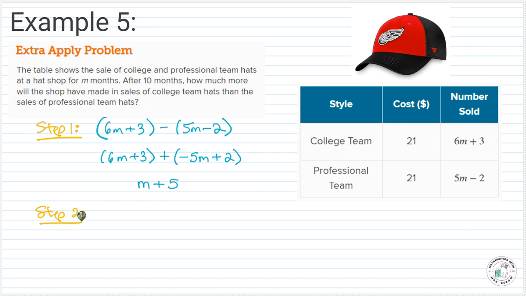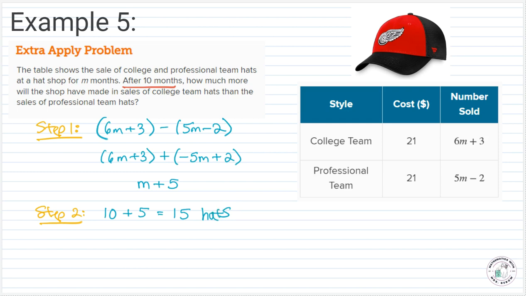And then now we can actually evaluate that expression where M is equal to 10, because again, they tell us that in the question. So now we're going to have 10 plus 5, which tells us 15. So 15 hats is the difference between the college team and the professional team.